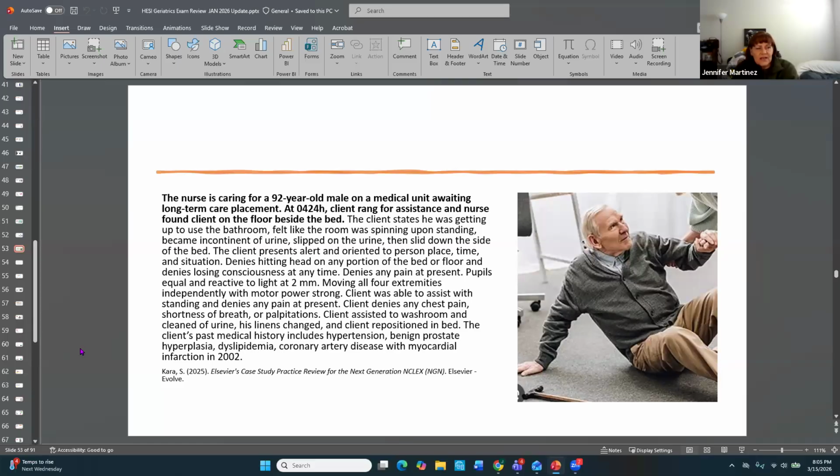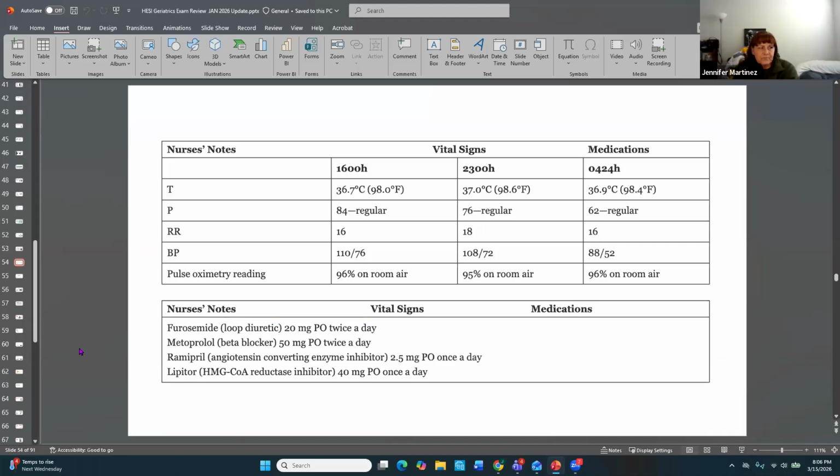Pupils are equal and reactive to light at 2 millimeters, moving all four extremities independently with motor power strong. Client was able to assist with standing and denies any pain. Client denies any chest pain, shortness of breath, or palpitations. Client assisted to washroom and cleansed of urine, his linens changed, and client repositioned in bed. The client's past medical history includes hypertension, benign prostatic hyperplasia, dyslipidemia, coronary artery disease with myocardial infarction in 2002. So his temperature is 98.